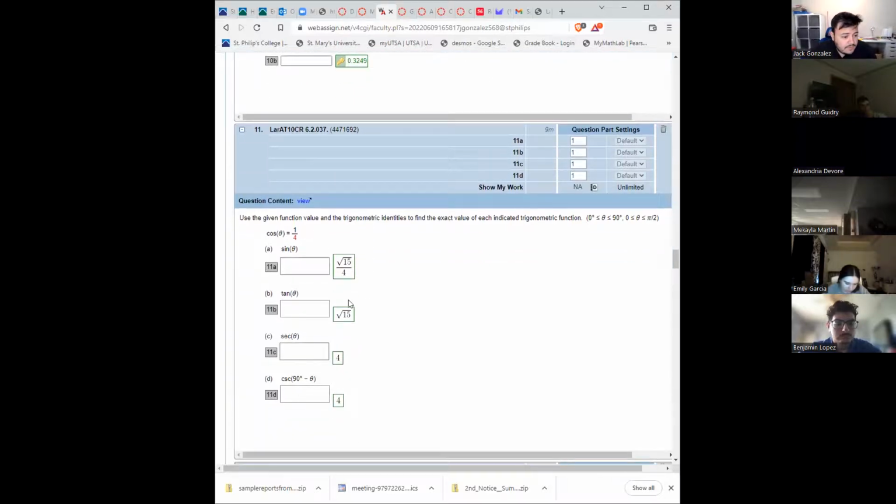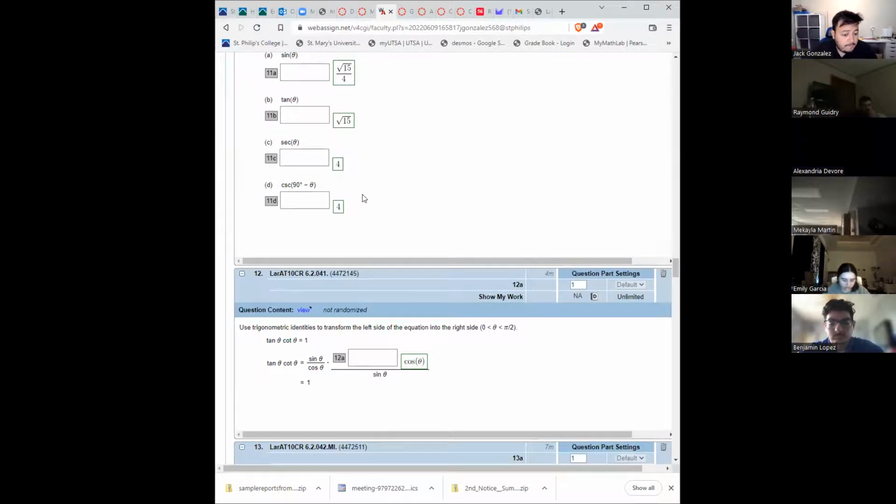Over here, similar stuff we already did. Given cosine, can you find the other functions? So build your right triangle, find the missing sides. A lot of the questions are going to be just about that.